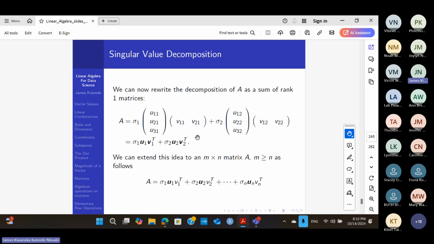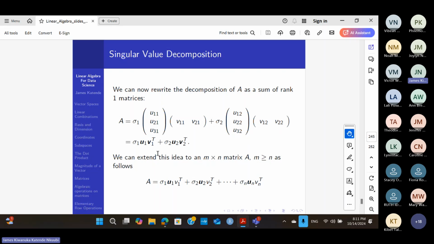So we can write out the whole matrix. This expansion can be written like this: sigma 1 multiplied by U1, V1 transpose, plus sigma 2 multiplied by U2, V2 transpose. So these will be matrices of the same size as A. U1, V1 transpose will give you a matrix of the same size as A, but it will be a rank 1 matrix.